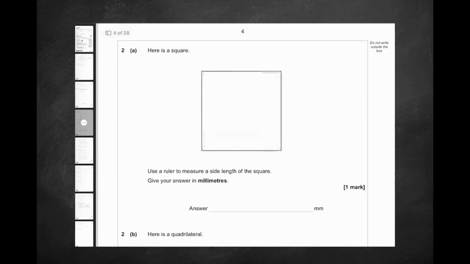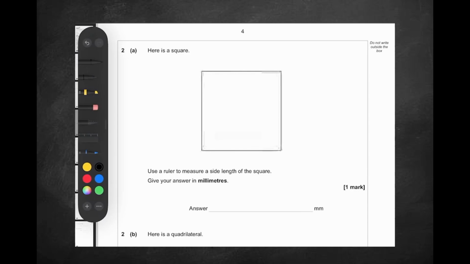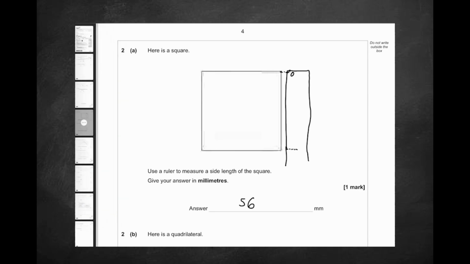Question number 2. Here is a square. Use a ruler to measure a side length of the square. Give your answer in millimeters. So I'm doing this exam on an iPad, so I do not have a ruler, and my paper isn't the same scale as yours would be in the exam. But all you would need to do is put your ruler next to any of these sides, making sure that your 0 lines up with the edge of the square, and then your answer is going to be about here in millimeters. And the mark scheme has this anywhere between 54 and 58 millimeters as the correct answer, so we're going to go for 56 millimeters.